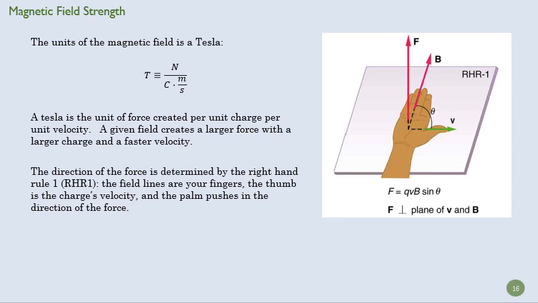So fingers point in the direction of B. Your thumb, you then turn to point in the direction of the velocity of the particle. And for a positive particle, the force is going to be in the direction that your palm is facing. Again, we'll practice this. It takes a little bit of work to get your head around how that works.